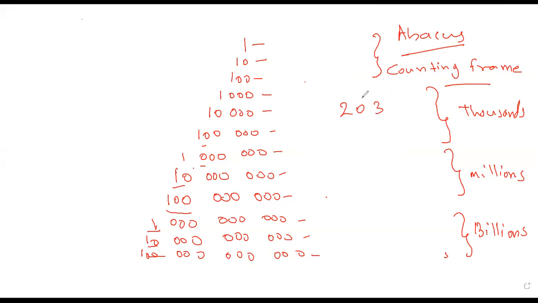203. Now I'm going to represent this 203 on an abacus. For an abacus, these lines are called rods. Rods. Yes.